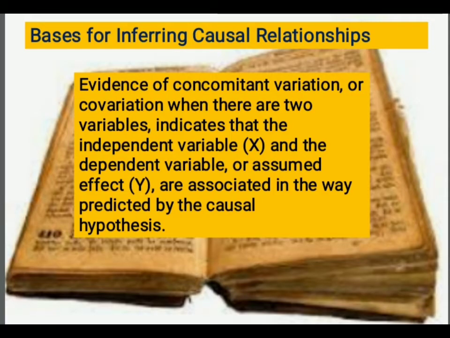Basis for inferring a causal relationship. Evidence of concomitant variation or correlation between two variables indicates that the independent variable X and the dependent variable or assumed effect Y are associated in the way predicted by the causal hypothesis.